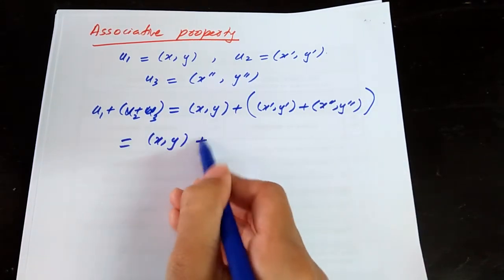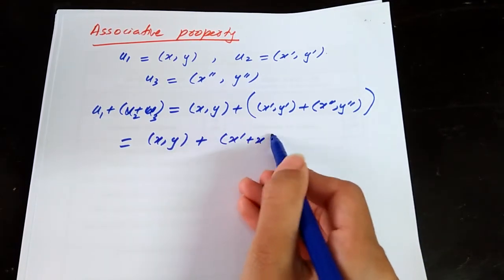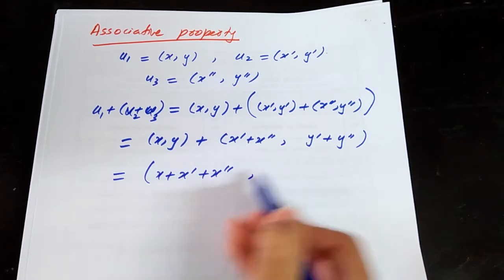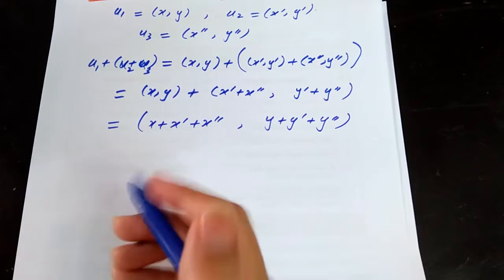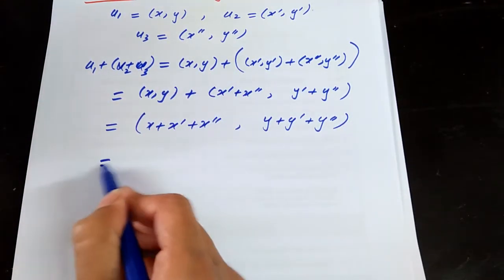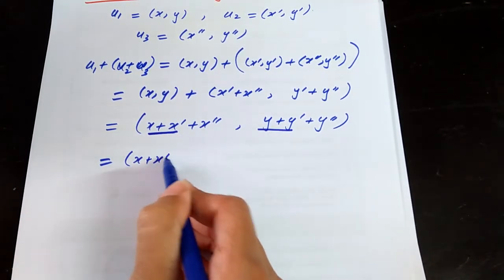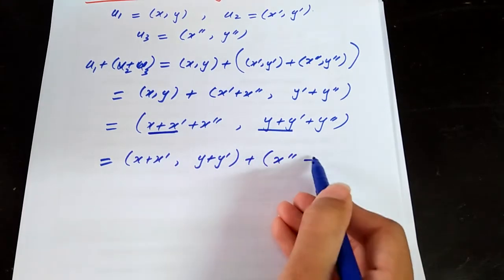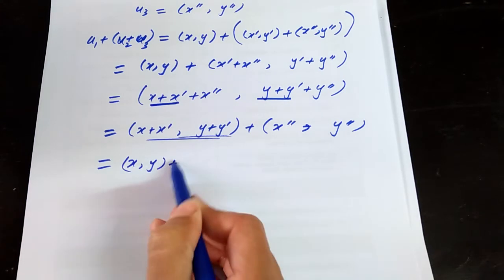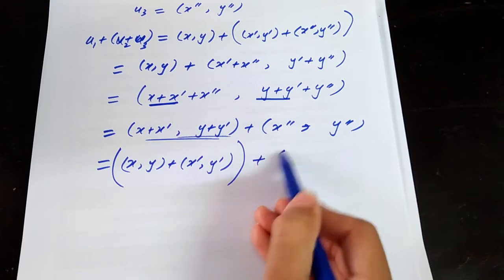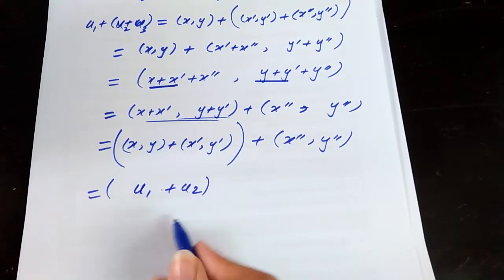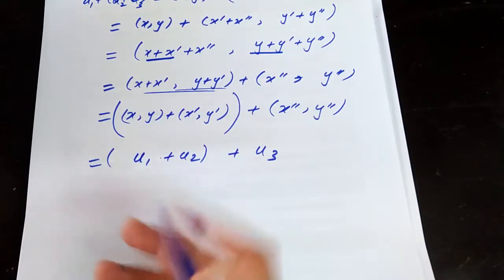This will be equal to (x, y) plus, now add them up, (x prime plus x double prime, y prime plus y double prime). Now you can add both of them: (x plus x prime plus x double prime, y plus y prime plus y double prime). Now you have to change it into (u1 plus u2) plus u3. So you can separate this and write it like (x plus x prime, y plus y prime) and (x double prime, y double prime). Now this term can be written as (x, y) plus (x prime, y prime), plus (x double prime, y double prime). And that is basically u1 plus u2 plus u3. So you see your associative property holds here.